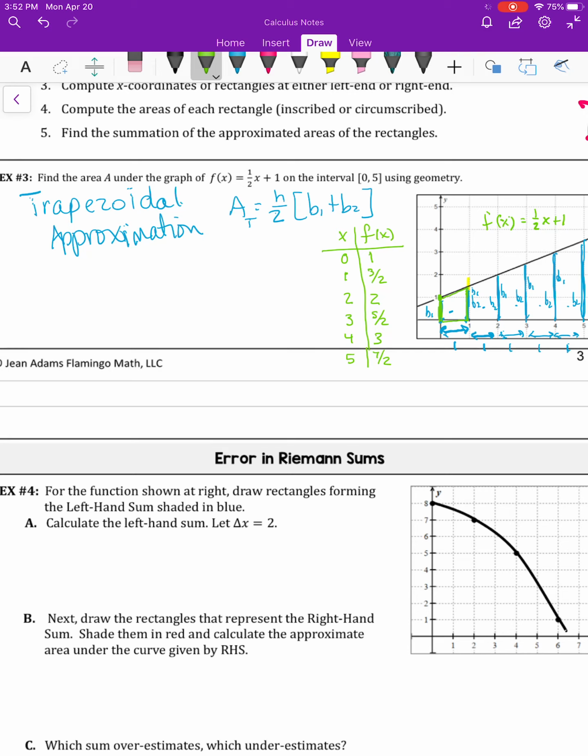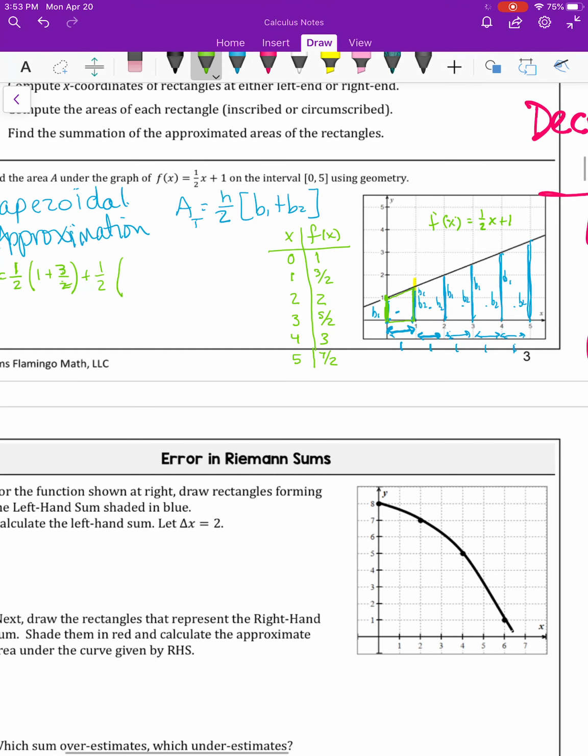So you can see that my base 1 for my first one is 1, and my base 2 for my first one is 3/2. So I know that they all have a height of 1. And I can say that the area is equal to my height of 1 divided by 2, and then this would be times 1 plus 3/2, because that's my base 1 plus base 2 for that first one that we shaded in green.